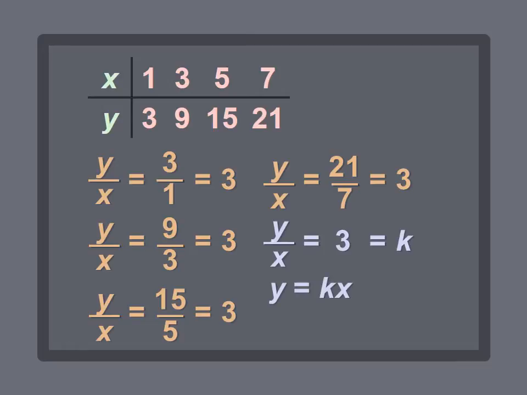And so the formula for the equation for our direct variation is always y equals k times x, where you have to solve for k. And since we know that k is 3, our equation for this direct variation will be y equals 3 times x, because 3 is our k value.